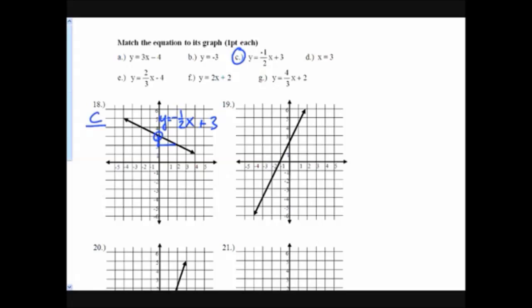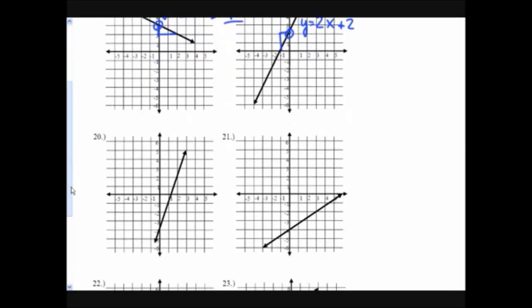In number 19, again, I start with the y-intercept. The y-intercept looks like it's right here at 2, so it's a plus 2. And then I just have to identify the slope. The slope looks like it goes up 2 over 1. So up 2 over 1 would be a slope of 2, so we're looking for y equals 2x plus 2, which is letter F. So number 19 is F.